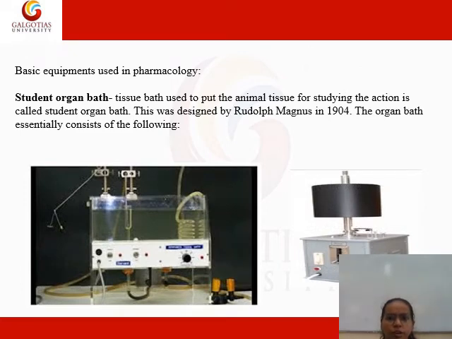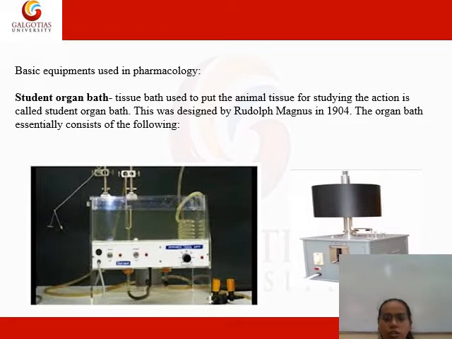The basic equipment used in pharmacology is the student organ bath. It is also known as the tissue bath. The tissue bath is used to hold animal tissue for studying the action and mechanism of action, and to determine the concentration of the drug. This was designed by Rudolf Magnus in 1904.